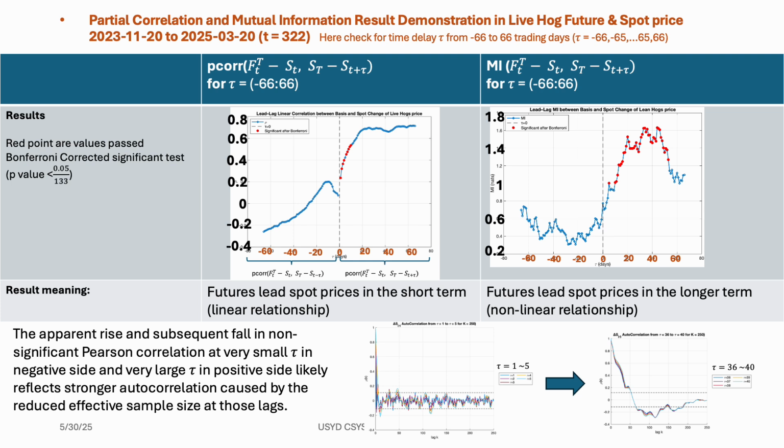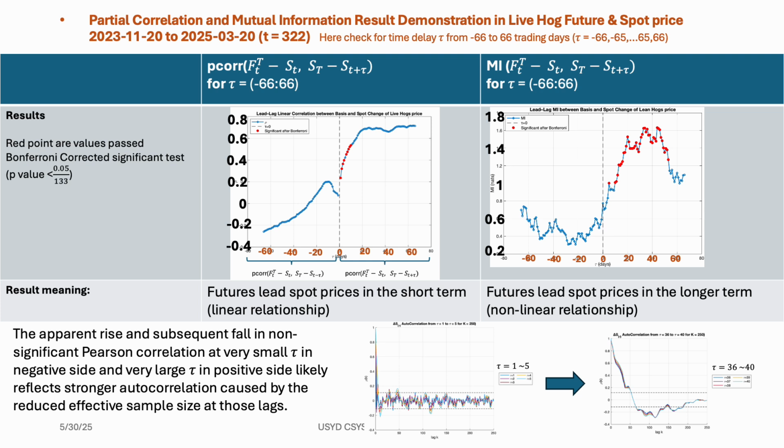A p-value smaller than this point can be considered significant, which is targeted by the red points in the plot. The time embedding there checks the 2 directions. Therefore, for negative tau, if the results are significant, it means spot price leads future price linearly or nonlinearly. For positive tau, if results are significant, it means future price leads spot price linearly or nonlinearly.